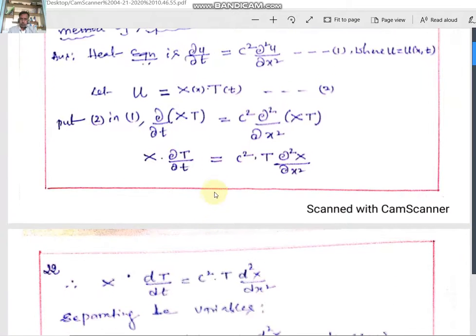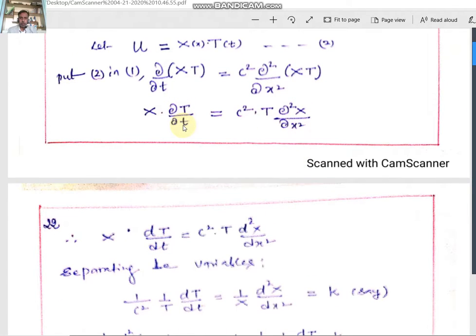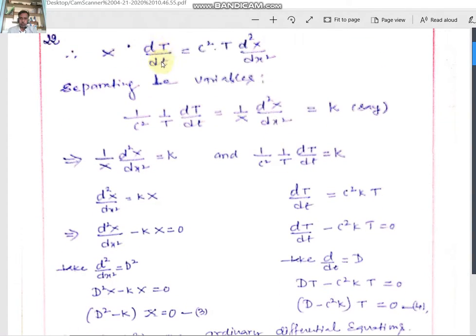Then on the left hand side you are differentiating partially with respect to t, so X can be treated as a constant. You write X into dou T by dou t. On the right hand side, c square, T is treated as a constant, take T outside, then T into dou square X by dou x square. Now dou T by dou t is written as dT by dt, that is ODE form, and dou square X by dou x square is written as d square X by dx square. It is written here as X into dT by dt is equal to c square T into d square X by dx square.